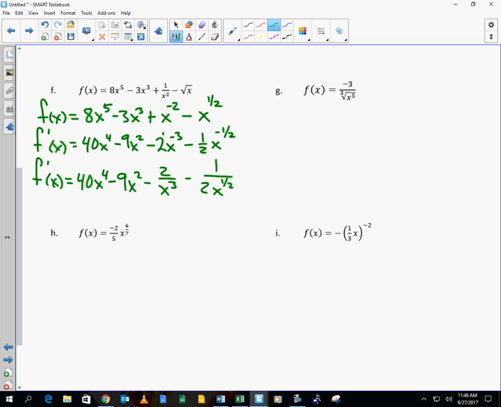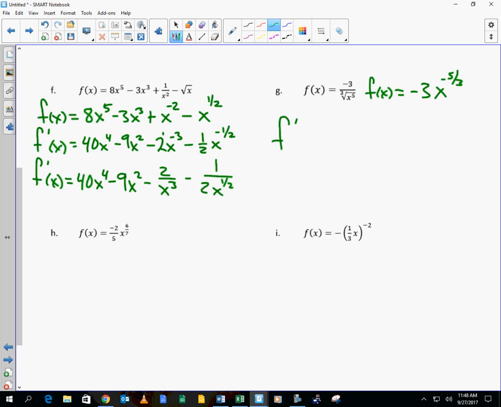So I'm going to rewrite this. This is f of x is equal to negative 3x to what power? Negative 5/3. So you can see the mistakes that people make. They write just 5/3, or they write -3/5, or they write 3/5. So the -5/3 is what you must have.